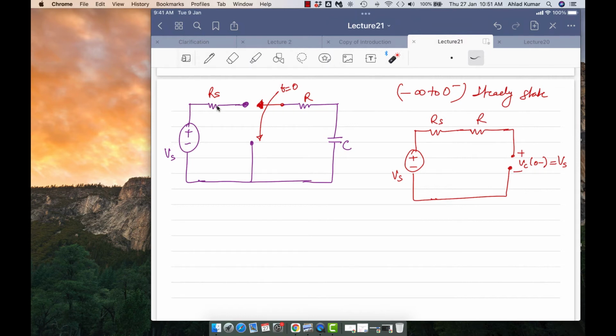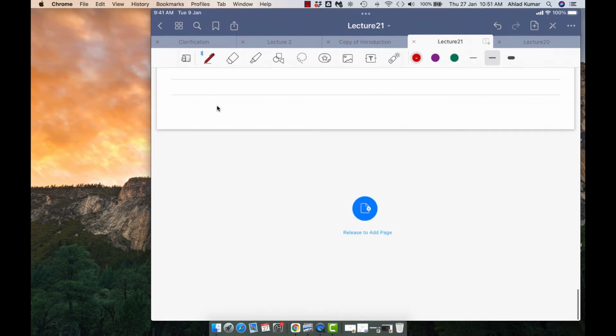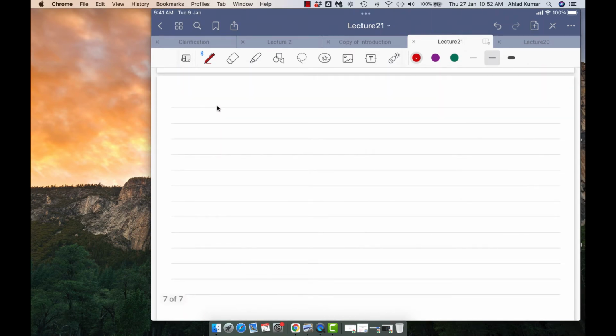Okay. So now once this is done, we know from the continuity equation that Vc at 0 minus is the same as Vc at 0 plus. So Vc at 0 plus will also be equal to Vs. Right or not? So keep this in mind, that the voltage across the capacitor at 0 minus will be the same as the voltage of the capacitor at 0 plus, and its value will be Vs. We will actually use it after solving something here. So now we will draw the circuit at time t equal to 0. At time t equal to 0, what will be the circuit? The circuit will look like this.